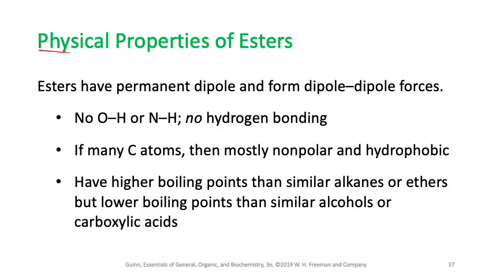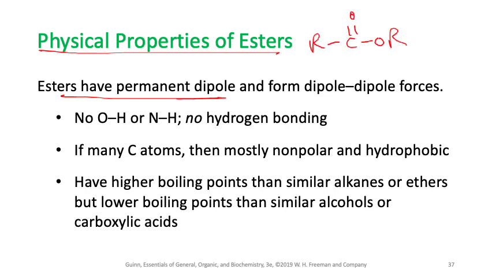So now let's talk about the physical property of an ester. An ester has a permanent dipole. Why? Because it has a carbonyl group and forms dipole-dipole interaction. So any functional group that has a carbonyl group can form a dipole-dipole. We already know about this.